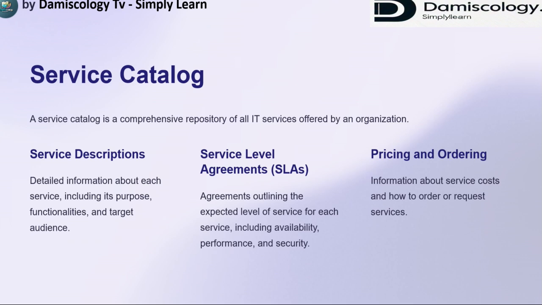The service description details the information about the service, including its purpose, functionalities, and target audience. The service level agreements outline the expected level of service for each service, including availability, performance, and security. Pricing and ordering gives information about service costs and how to order or request services.